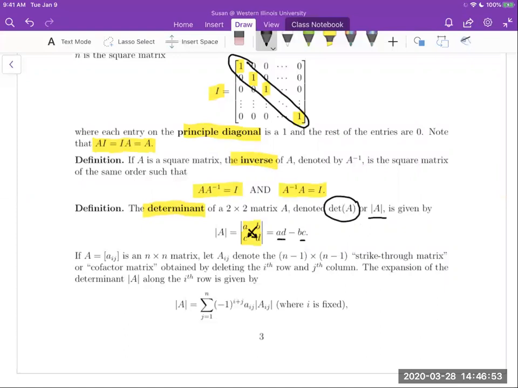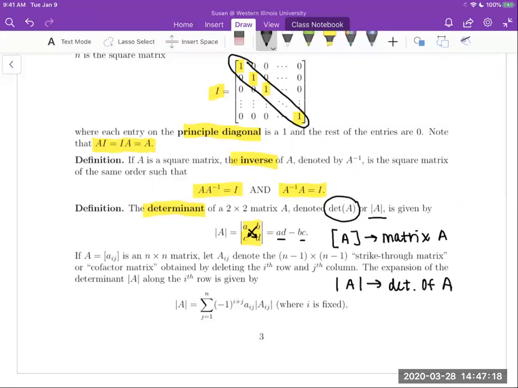So I just want to note that the square brackets here are just notation for matrix A, whereas the vertical bars are the determinant of matrix A. So just make sure you're being careful about whether you want the straight bars or the square brackets, because they do mean two different things.